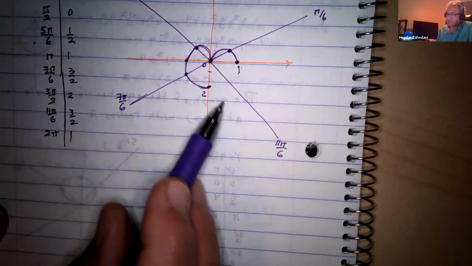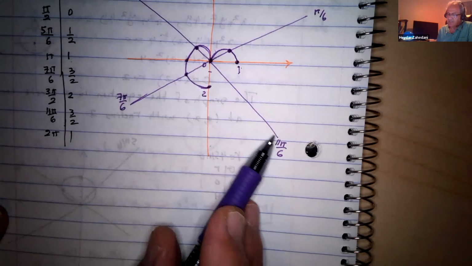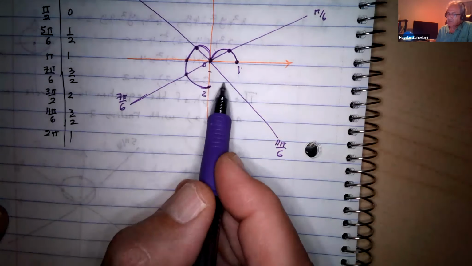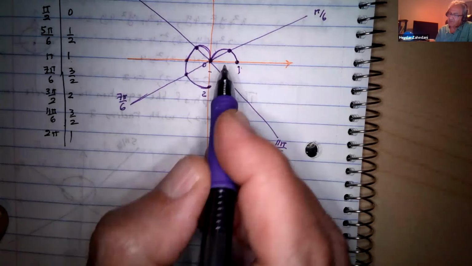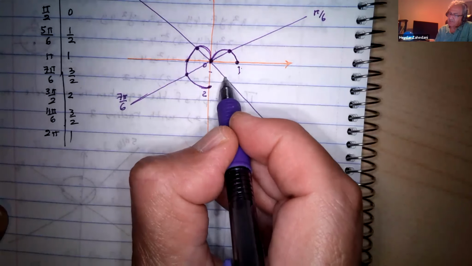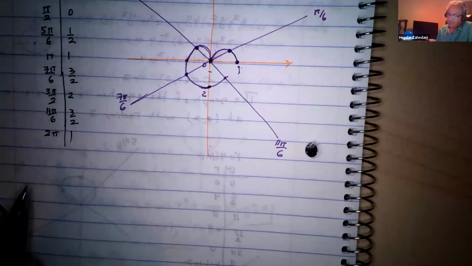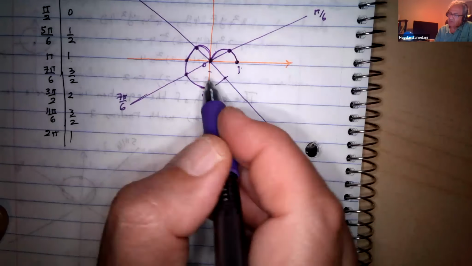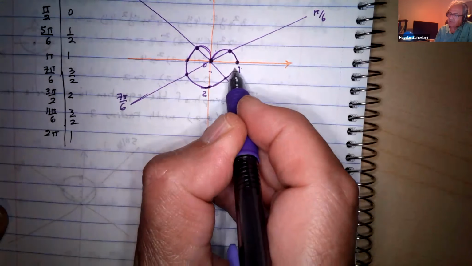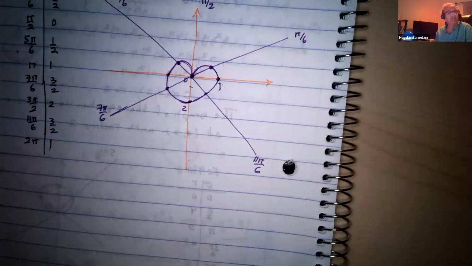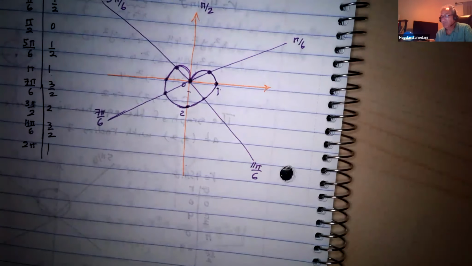This is 11 pi over 6. So you're going to pick this one over here. 3/2 is going to be 1.5. And then at 2 pi it is 1. You go back to the 1. That's it.